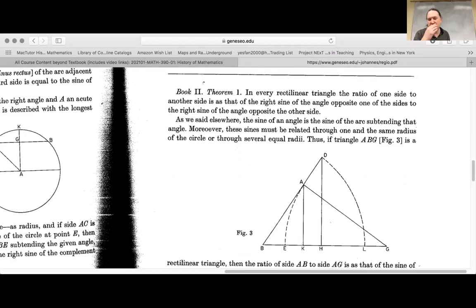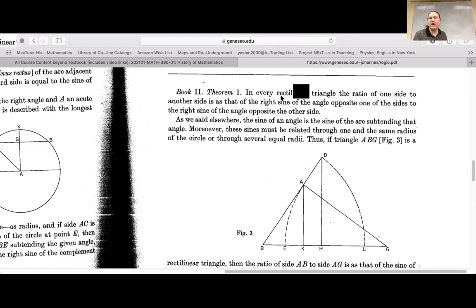And, or he says here, I guess this is one person, Johannes Müller, sometimes called Regiomontanus. Then here we have: in every rectilinear triangle, that is just a triangle with straight lines in the plane, the ratio of one side to another side is as that of the right sine of the angle opposite one of the sides to the right sine of the angle opposite the other side.